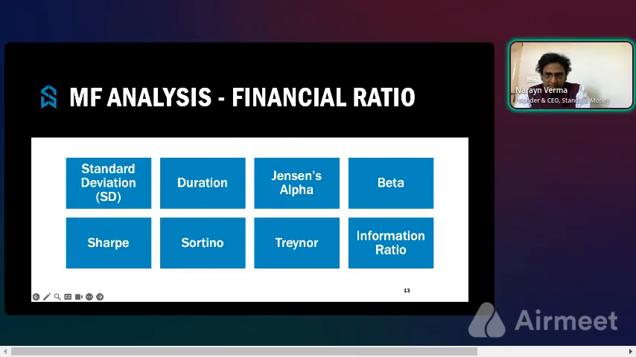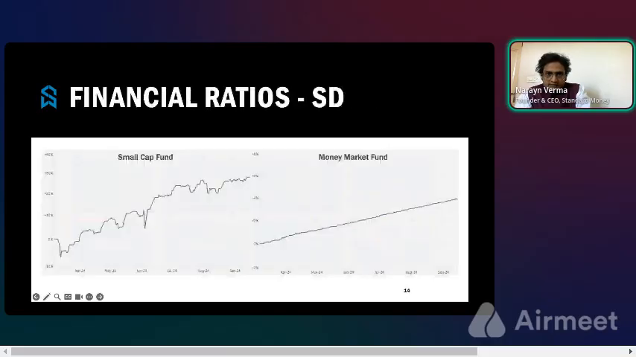So, what are the factors? Standard deviation is one which is available for almost everything. Duration is available for bond funds or fixed income securities. Jensen's alpha will be available for both. Beta, yes, Sharpe, Sortino, Treynor, and information ratio. So we'll look at each of these ratios one by one, what they mean and what they indicate. First thing, let's have a look at the standard deviation.